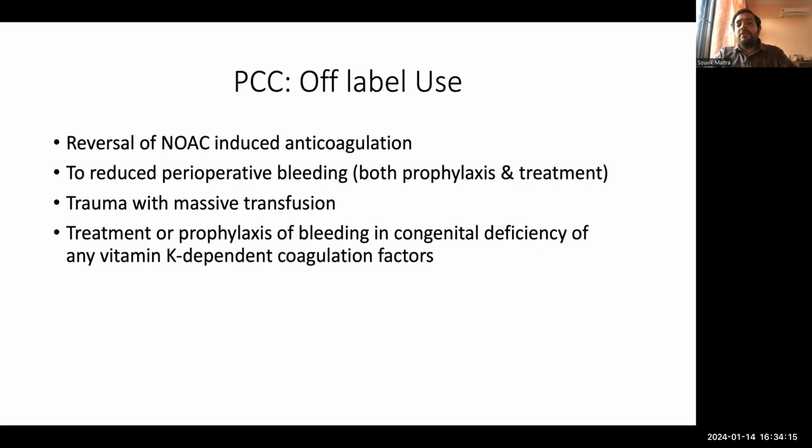However, there are several off-label uses. Actually, the number of off-label uses is much higher than the actual approved indications. PCC is being used for reversal of the new anticoagulant induced anticoagulation. I'll come to details of these later on. And it is being used to reduce perioperative bleeding, both for prophylaxis and treatment, with limited evidence. It is being used in the trauma setting along with a massive transfusion protocol, and also for treatment and prophylaxis of bleeding in congenital deficiency of any of the vitamin K dependent coagulation factors.